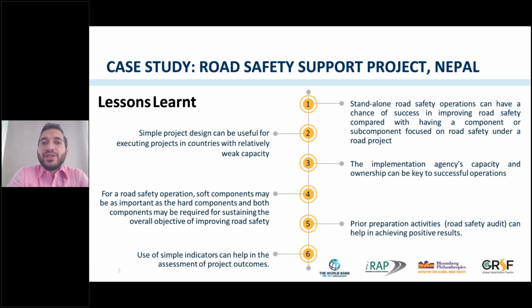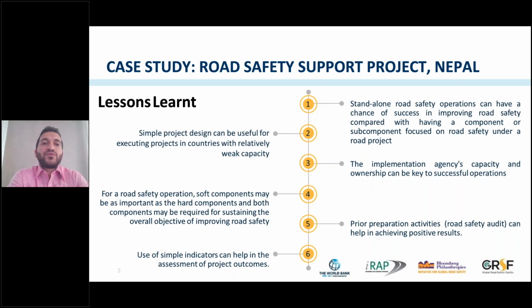So what are the lessons learned? First one is this is a standalone road safety operation. We found it is more targeted and the chance of achieving the objective is higher than with any road safety components within a project. This was a simple project. One was related to strengthening government capacity and the second one is the infrastructure improvement. The implementation agency was the Department of Roads, who worked with the World Bank for a long time. And this is very important, to have a good relationship between the partners.